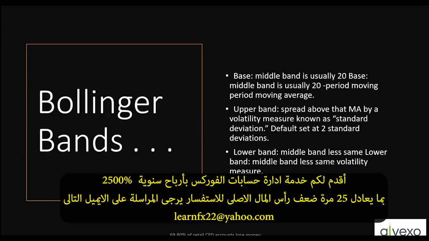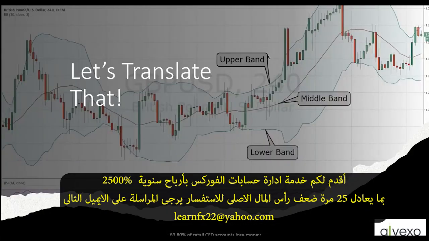So you'll never have to calculate these. All you have to do is remember that the middle band is usually a 20 period moving average. The upper band is spread above the moving average by a volatility known as standard deviation, and the standard is set to 2 standard deviations. The lower band is the exact opposite, or -2 standard deviations. And so that forms the envelope, or the upper band and the lower band of that Bollinger Band. Middle band, upper band, lower band.